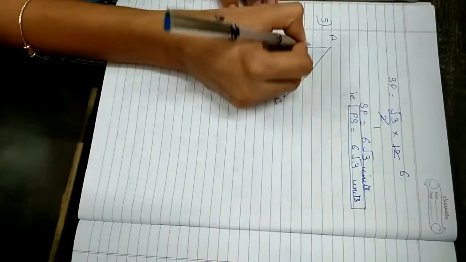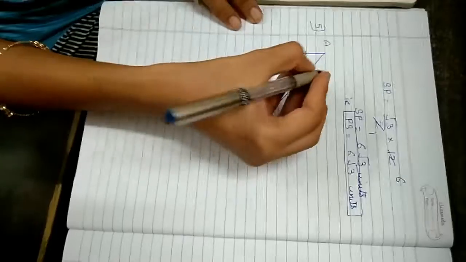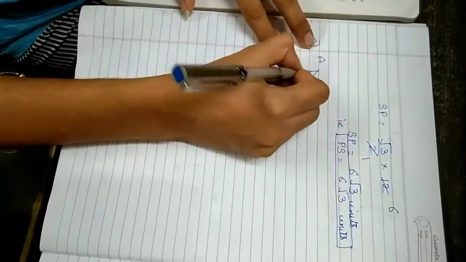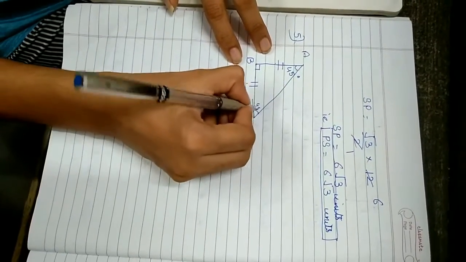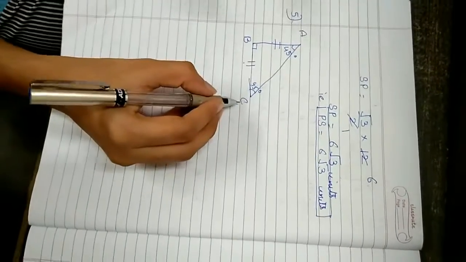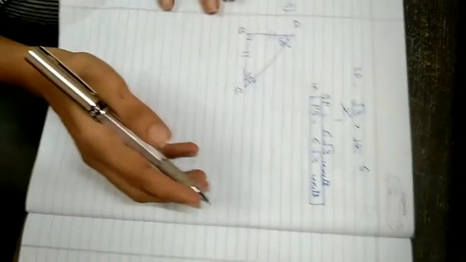Information given in the figure, complete the following activity. AB is congruent to BC. Angle B is 90, and if AB is congruent to BC, the angles opposite them will also be congruent. Therefore angle A is 45 and angle C is 45, because the sum of the measures of all angles of a triangle is equal to 180. So 90 plus 90, which is equal to 180.